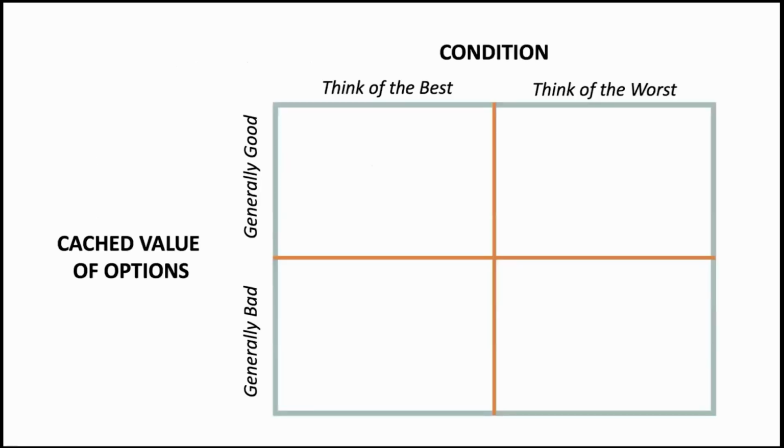And now we can think about the predictions we would make in trying to study the role of conscious control in this kind of decision-making paradigm. They're either asked to think of the best or think of the worst for the 10 problems that they saw. And then you can think about the options that came to mind. Sometimes they'd be generally good, and sometimes they'd be generally bad. So this is the cached value or model-free value.